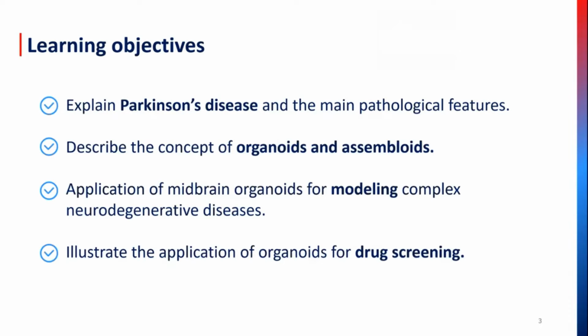So the learning objectives for today's talk are basically explaining about Parkinson's disease and its main pathological features. I will introduce the concept of organoids and assembloids, and I will explain how we apply them to the study of complex neurodegenerative diseases. And last but not least, I will give you a couple of examples about how we use these models at the company to test compounds as potential treatments, especially for Parkinson's disease.